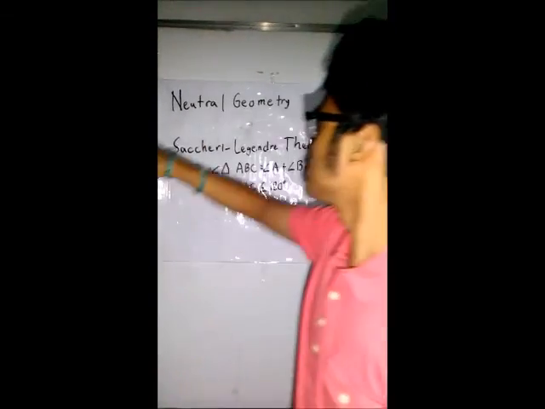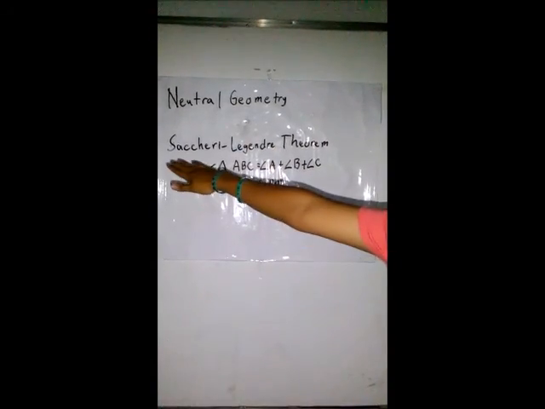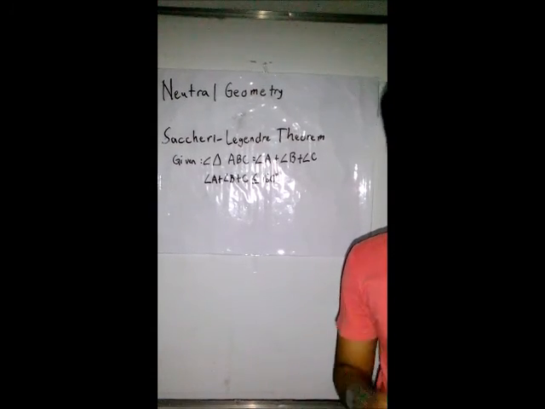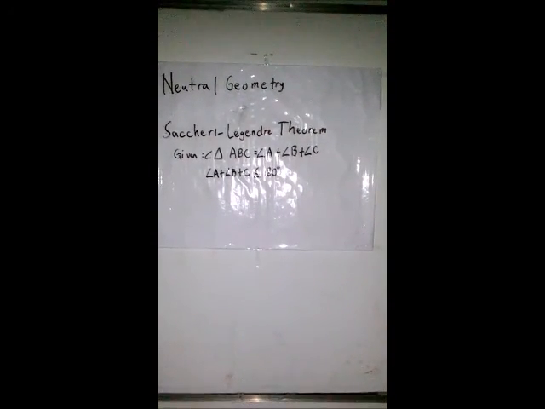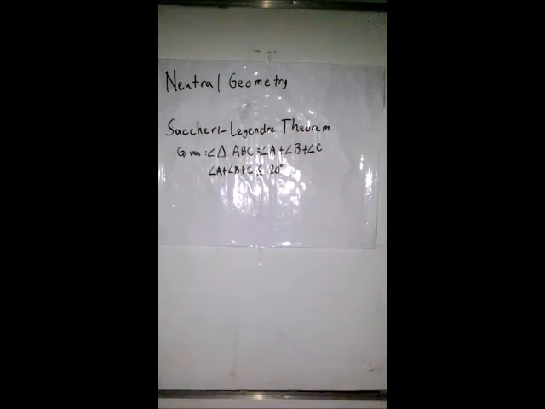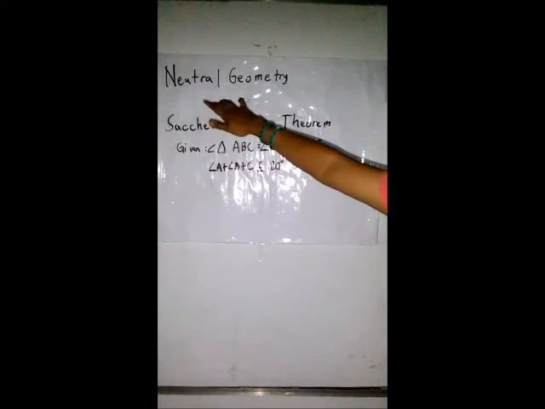I'm Genoa Beniga, and in this video I will discuss neutral geometry, which is the theorem of Saccheri and Legendre. Neutral geometry is between the Euclidean and non-Euclidean geometry. Because of Euclid's fifth postulate, which is a little bit controversial, other mathematicians chose to stand in the middle of Euclidean and non-Euclidean geometry. So they built a new geometry, which is the neutral geometry.